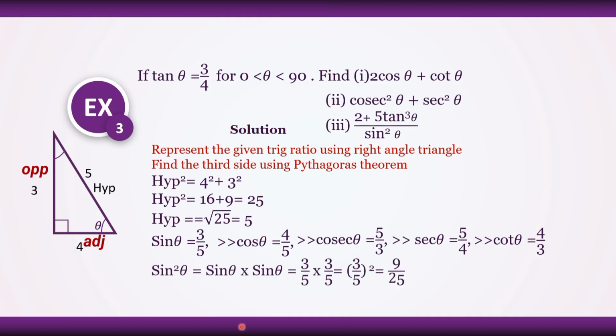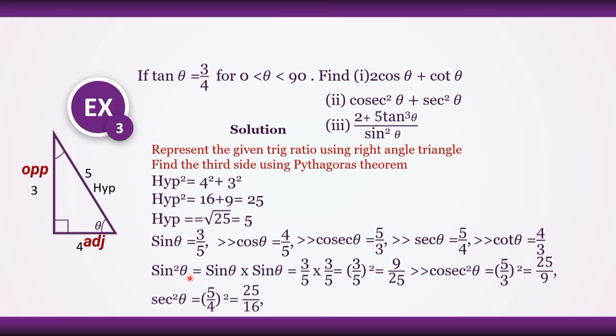Now we have sine square theta. Sine square theta is sine theta multiplied by sine theta. So our sine theta is 3 over 5. Then we find the square, which is 3 over 5 multiplied by 3 over 5. And that is 3 over 5 square, and we have 9 over 25. 3 square is 9 and 5 square is 25. We have cosec square theta is cosec theta square, and that is 5 over 3 square, and that is 25 over 9.